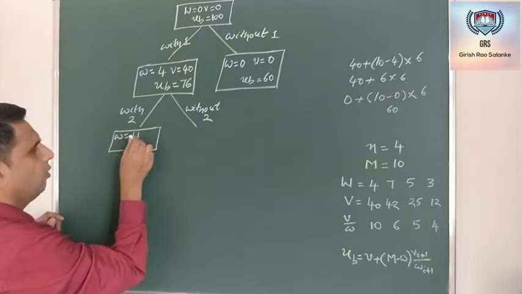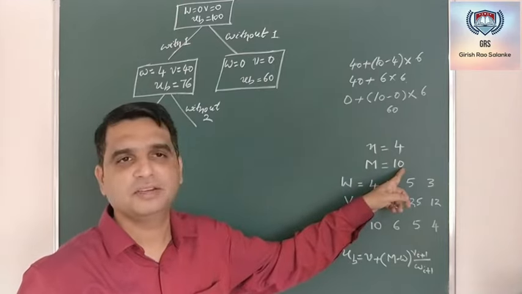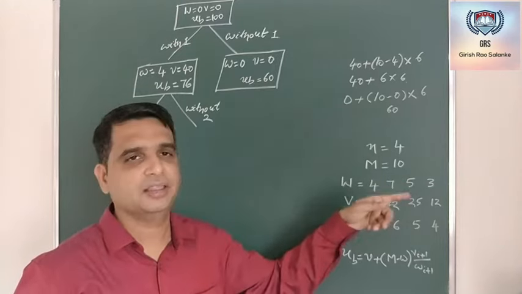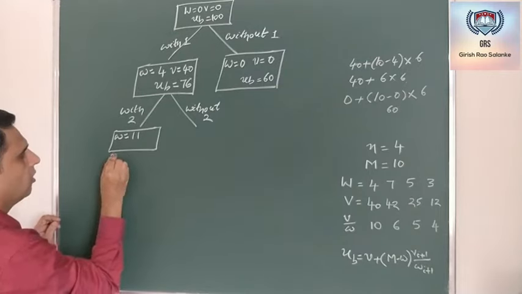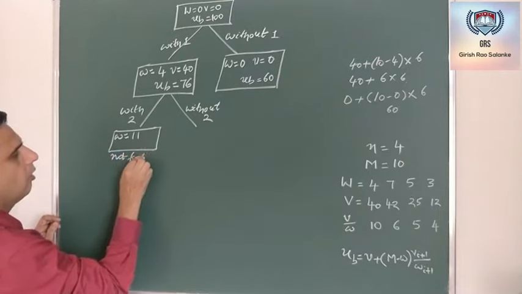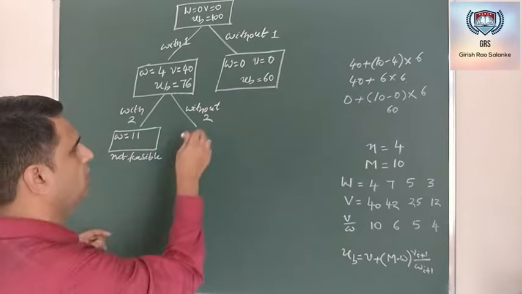Whether your knapsack can hold 11 kgs? Your knapsack can hold only 10 kgs of weight. So as 11 is greater than 10, this is not feasible. So this is a non-promising node. This is not feasible, or I can say that this is a non-promising node. Don't proceed with this node. Now come to this.